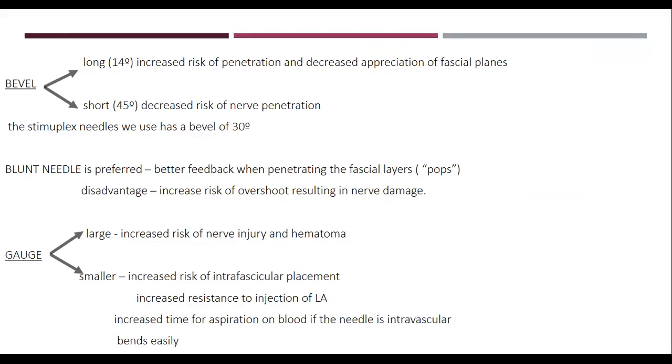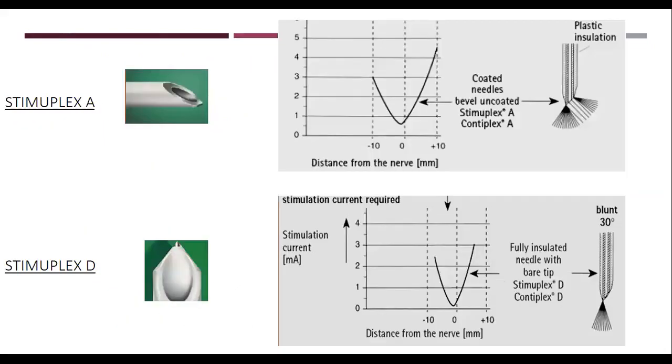And gauges: larger gauges carry increased risk of nerve injury and hematoma, and smaller gauges have increased risk of intrafascicular placement, increased resistance to injection of local anesthetic, increased time for aspiration of blood if the needle is intravascular, and they bend easily. These are the stimiplex A and stimiplex G needles.